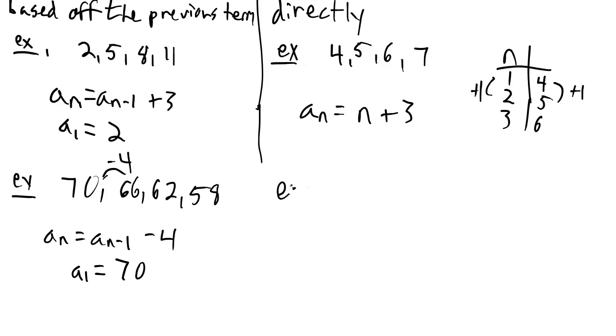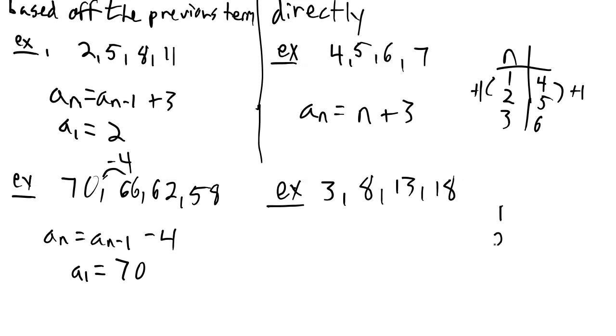Let's look at another explicit one because these tend to be harder. Let's say you have 3, 8, 13, 18, and so on. Now this one's a little more confusing. What's happening? Well, we're going up by 5 each time. Hold on, this number is not correct. Let's make that 18.